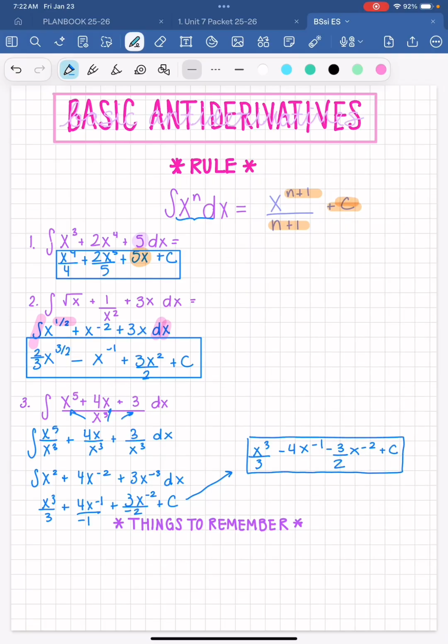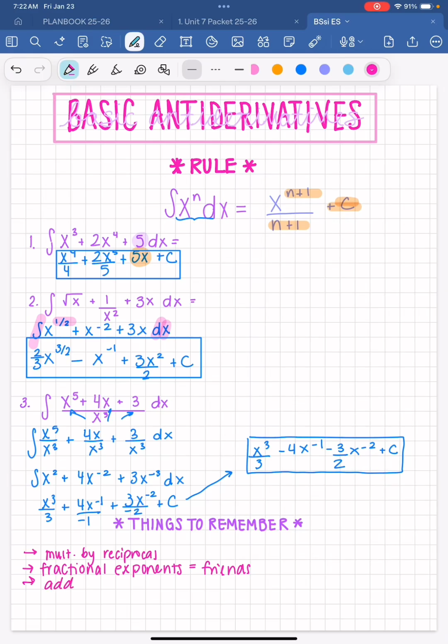All right, so some things to remember that I like to say in my class is we do not divide by fractions. When the power is a fraction, we are going to multiply by the reciprocal. You want to turn things into fractional exponents. Our fractional exponents are friends. We like fractional exponents. Do not accidentally subtract 1 from the power. We add 1 to the power, divide by the new power.